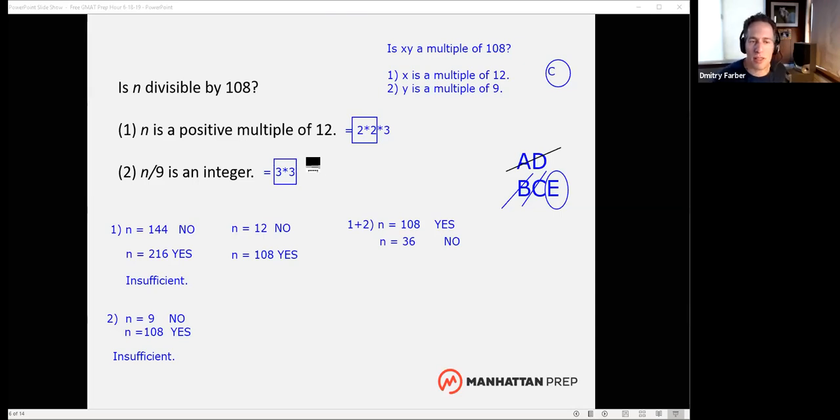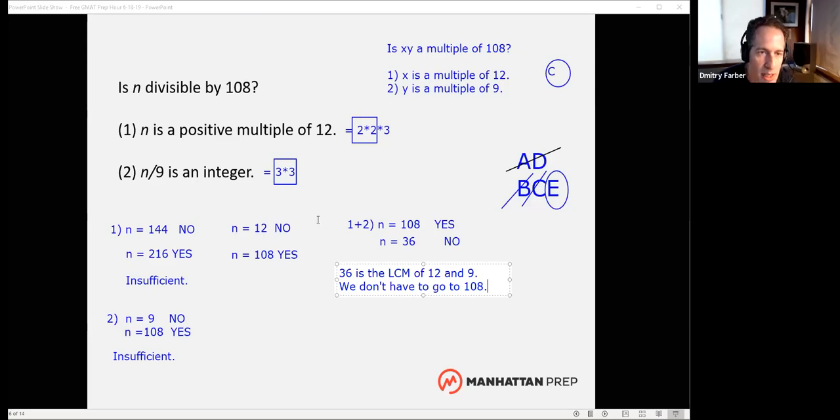So, and we can prove it by testing. 9 times 4 is 36. Does 36 divide by 12? Yeah, sure. Does it divide by 9? Yeah, sure. Oh, yep, 36 works. And so that's the idea of least common multiple. 36 is the least common multiple of 12 and 9. We don't have to go to 108.